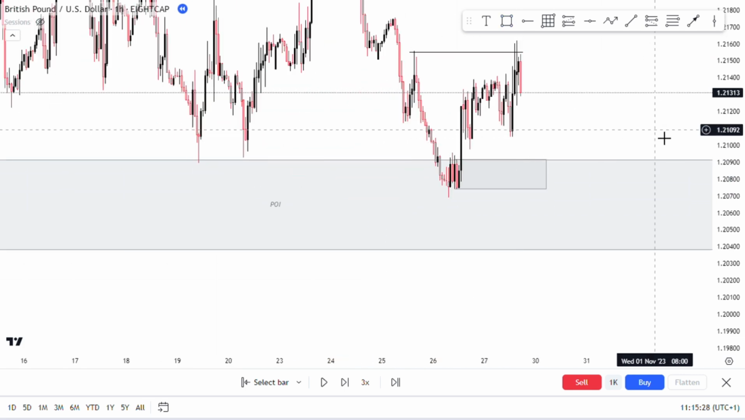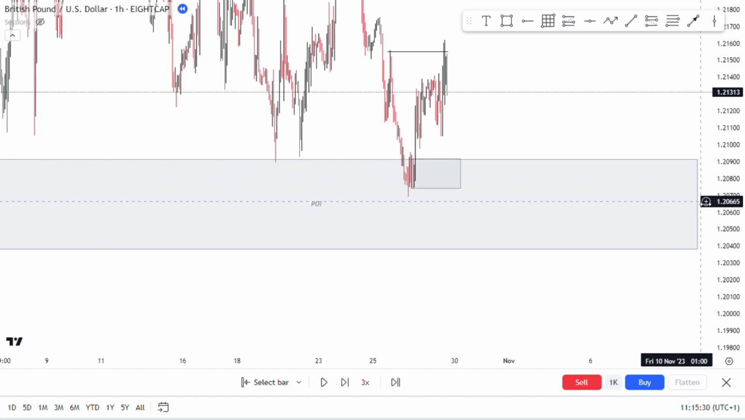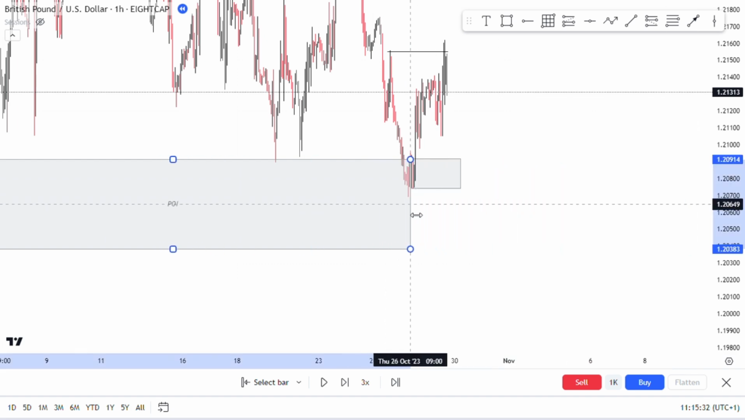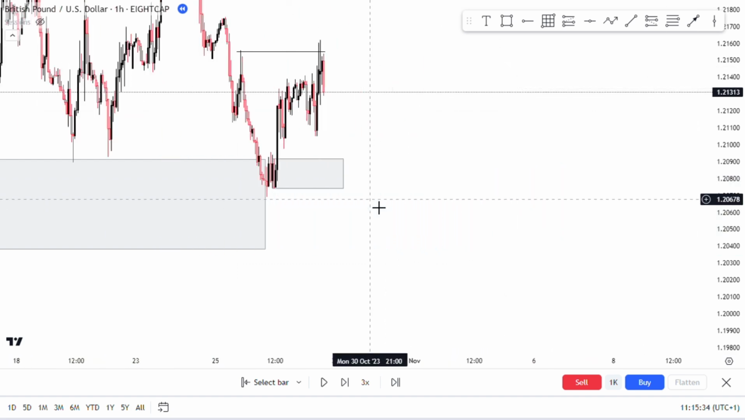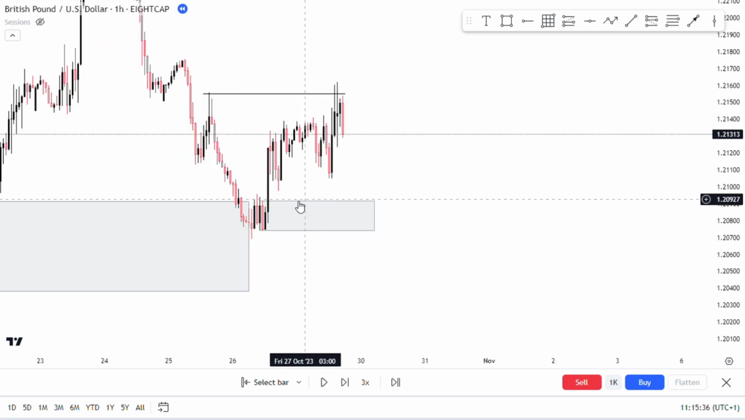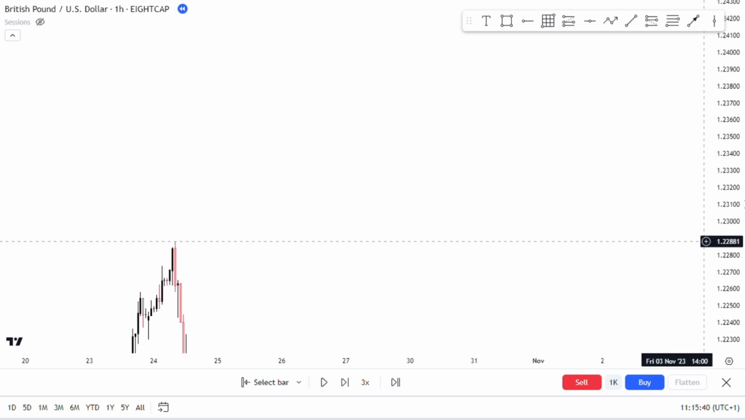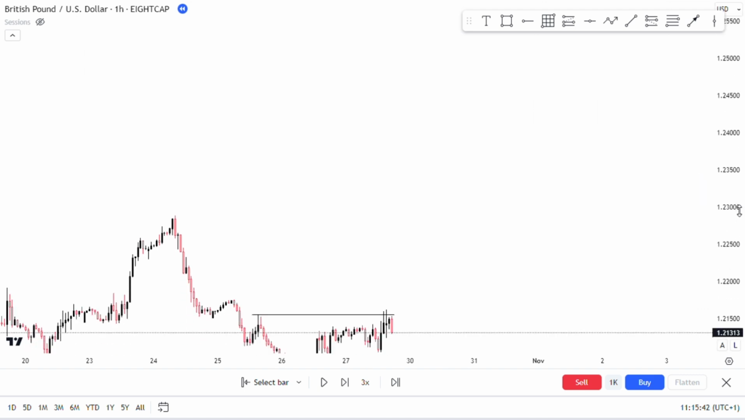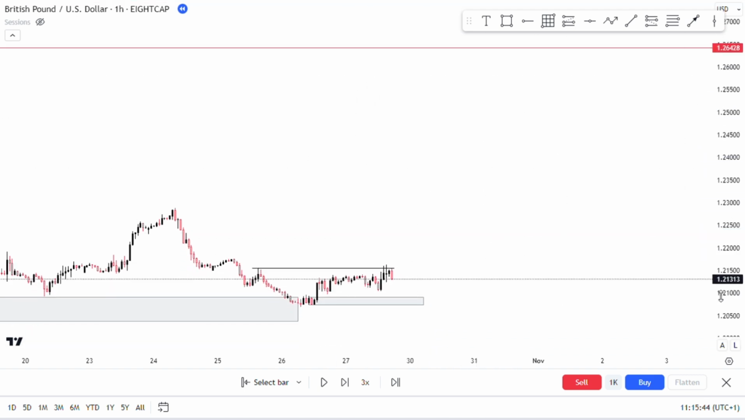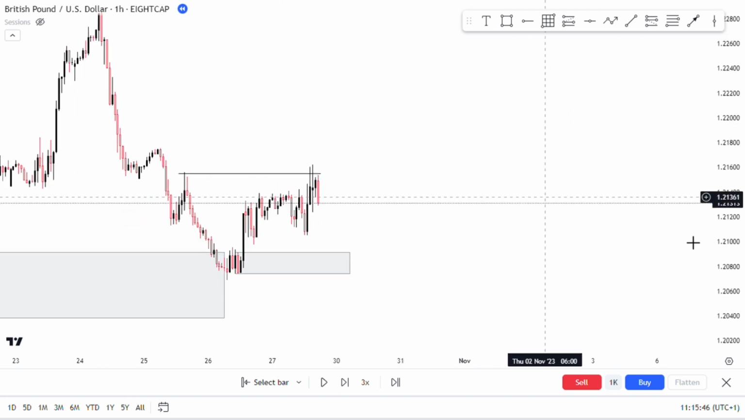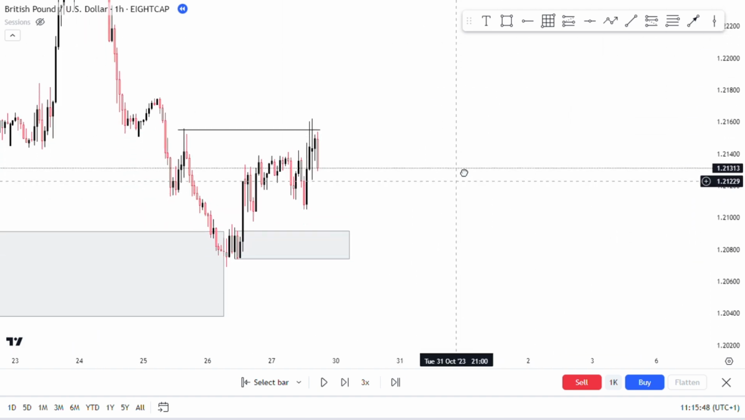Let me reduce this. Let me reduce our POI. So we'll be expecting price to tap into this particular order block, and then once price taps into this order block, we set what? Our take profit. We set our take profit on the daily time frame, which is here. So let's just set up our entry, and I've given you the reason why we are going to be expecting price to tap into this order block.